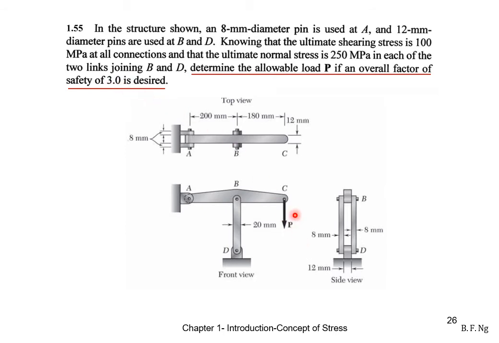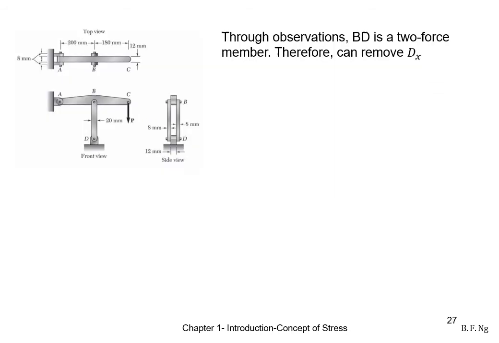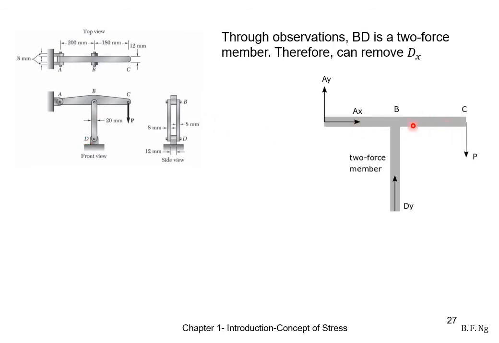We also need to ensure that the force P itself will cause the normal stress in link BD to not exceed the ultimate normal stress of 250 megapascal with a factor of safety of 3. We'll first try to simplify the problem through observations. Here, it is clear that ABC itself is not a two-force member because there are transverse forces at the center. However, BD itself is a two-force member. Hence, this is the free body diagram.